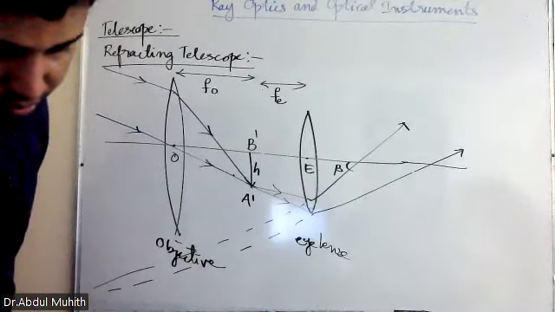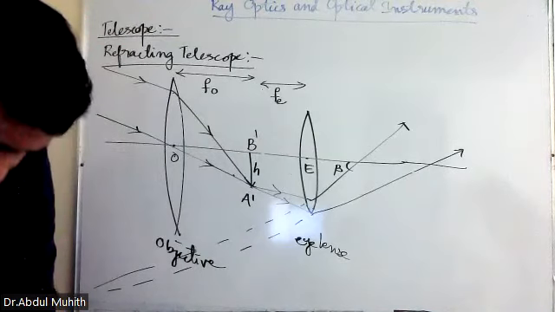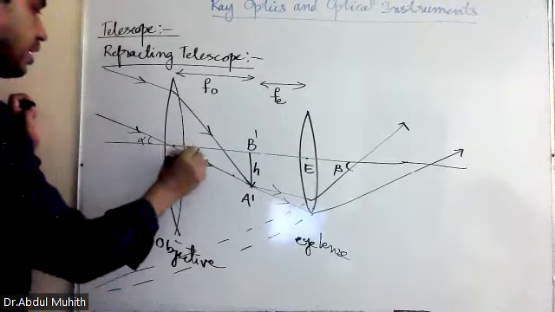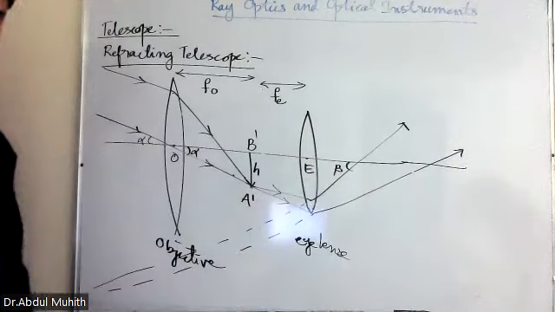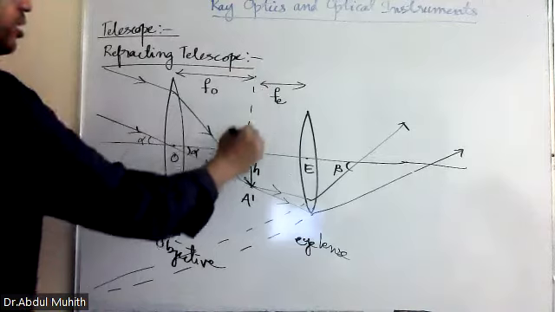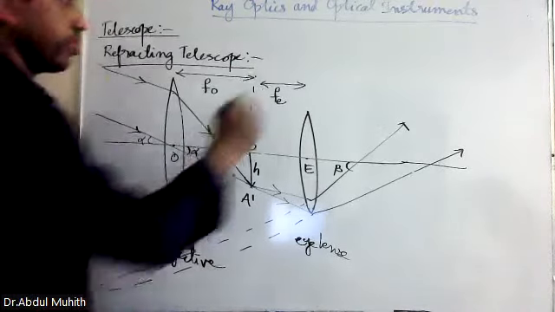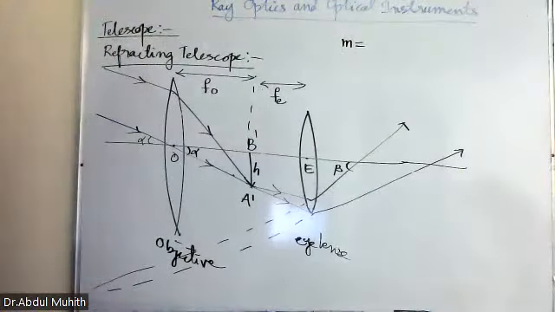So here what will happen now? Here we have an angle, that is alpha. We have taken alpha and beta. Alpha is the angle subtended by the object. This angle and this angle will be equal. And this is beta. Beta is the angle subtended by the image. F0 is the focal length of the objective and FE is the focal length of the eye lens. Now M is the magnification, which is equal to what?